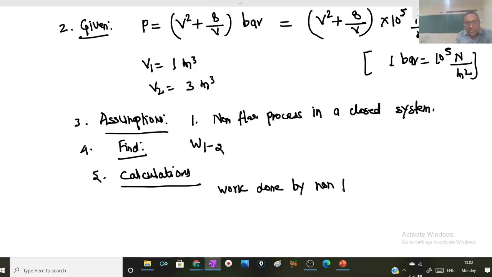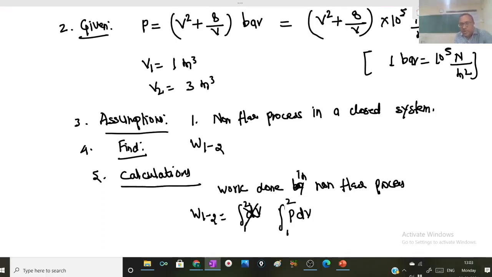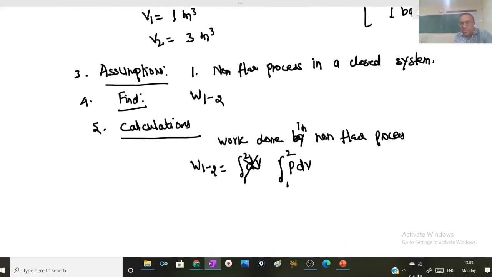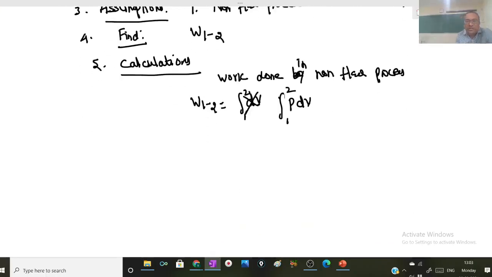All these works are represented by a common expression, work done in non-flow process is represented by integral of PdV from state 1 to state 2. Oh, sorry, gentlemen. Now, once again, here P is an unknown pressure. We must know the relationship between P and V in order to get the value of work done numerically.